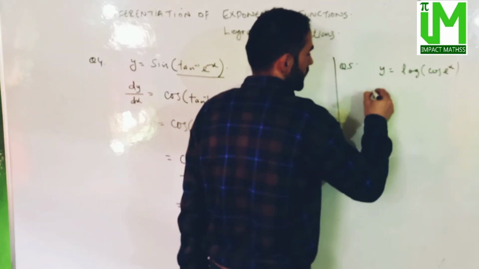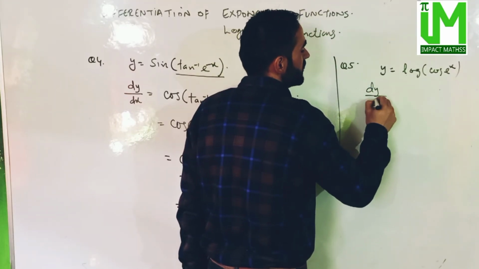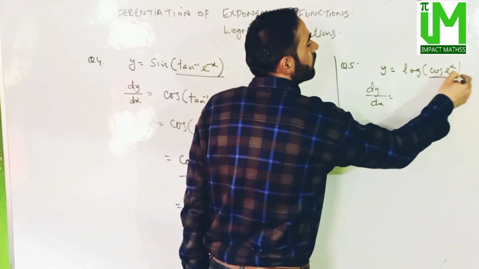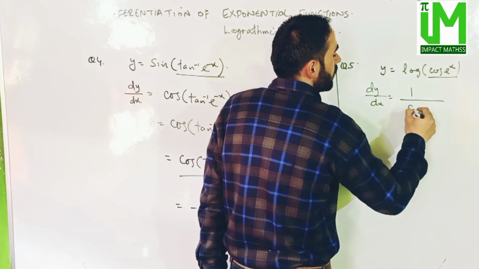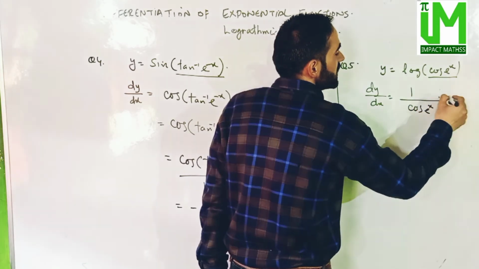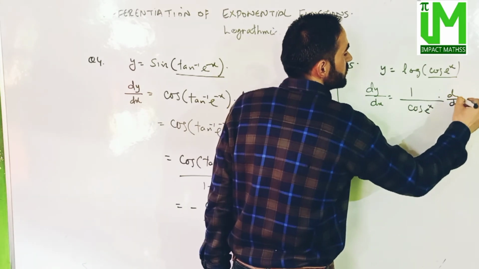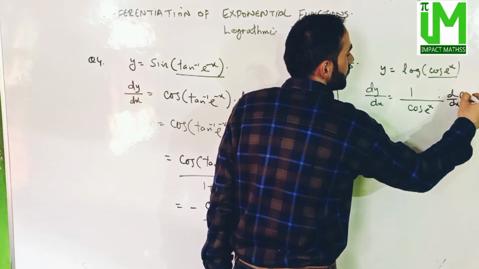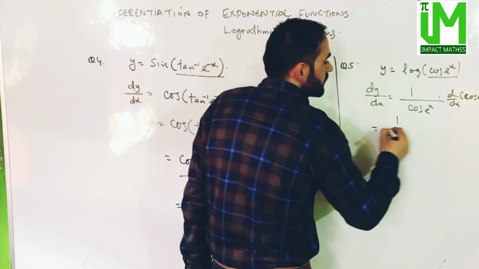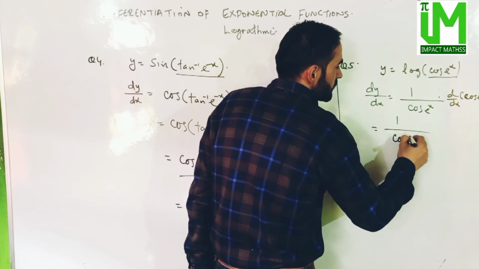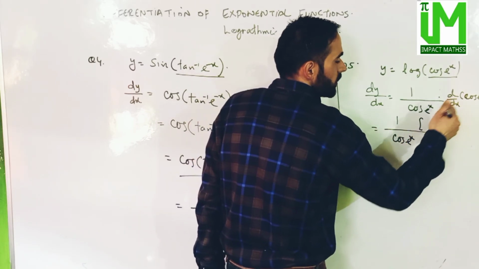Again, differentiating with respect to x, we have dy by dx. The differentiation of log of x is 1 divided by x. But what is x here? Cos of e raised to power x, into the internal differentiation. So it is 1 divided by cos of e raised to power x. And what is cos of e raised power x?